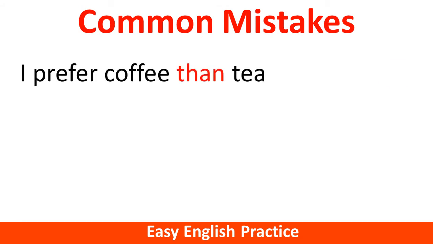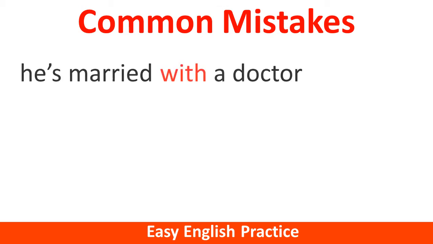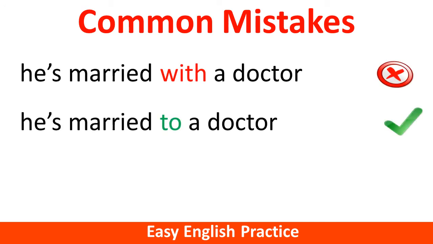I prefer coffee than tea. The correct one is, I prefer coffee to tea. When we talk about our preference in comparing two things, we use prefer to, not prefer than. He's married with a doctor. The correction is, he's married to a doctor. Here we are talking about who was married, so we use get married to.